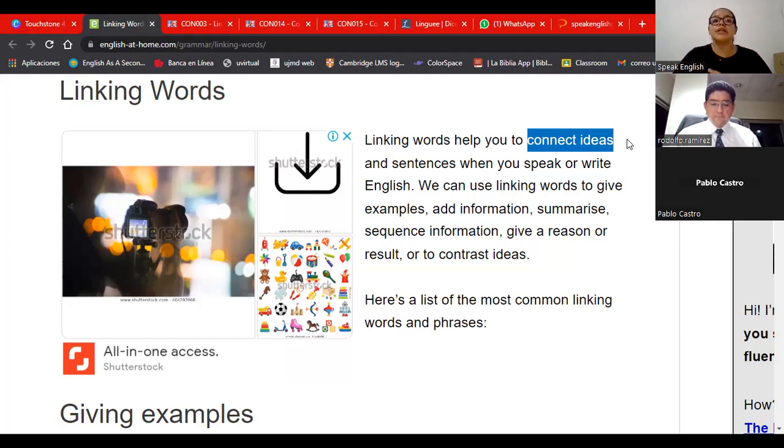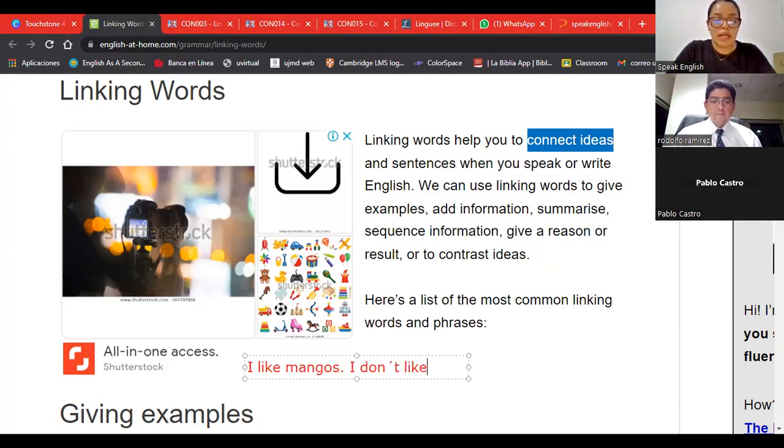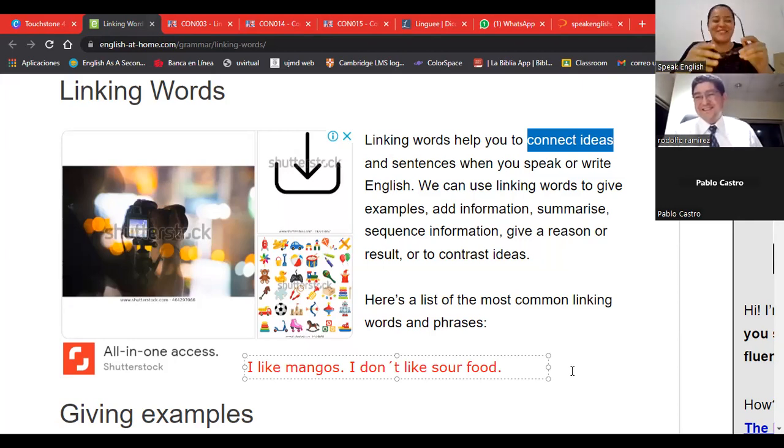For example, if we have two sentences: I like mangoes. I don't like sour food. Okay, these are two sentences that are completely separate. Let me put it over here. I like mangoes. I don't like sour food. Do we know the meaning of sour? No, teacher. Sorry. It is the kind of food that when you eat it, you make a face. Green mango. Exactly, like green mango. Or guindas. Yeah, exactly. Very good.